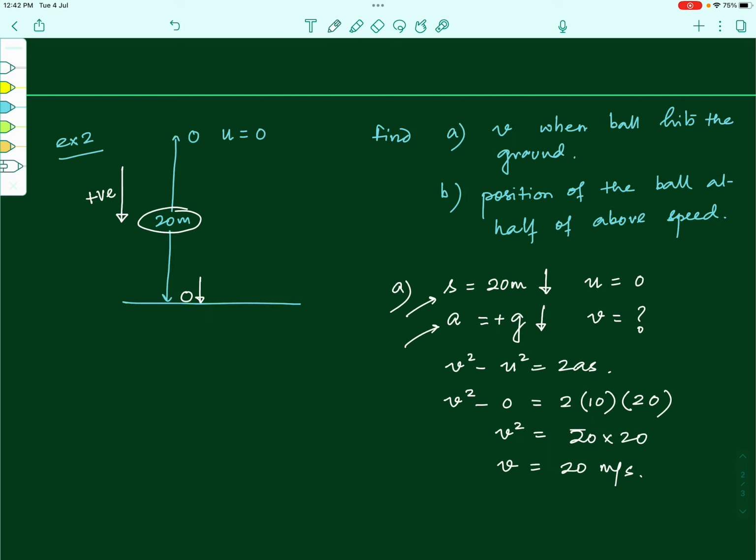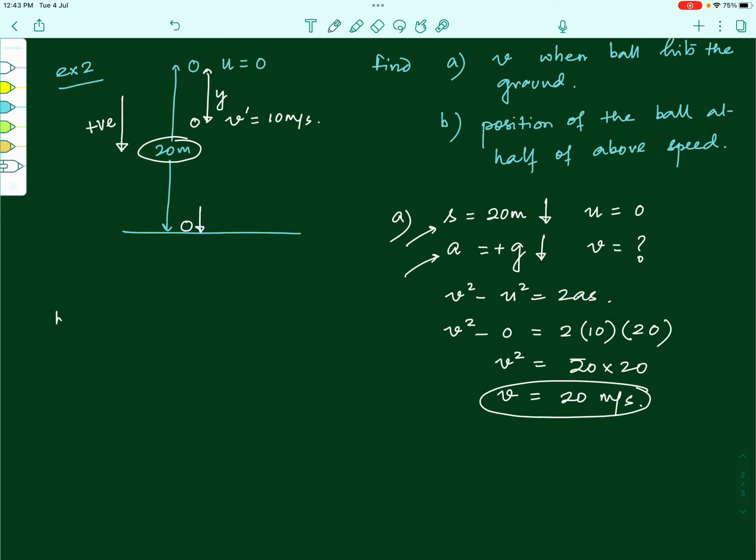Now, position of the ball at half the above speed. So, where is the ball when its speed is half of this maximum speed? That is 10 meters per second. Let us assume that the ball has travelled a certain distance y in the process of reaching a point where its velocity is 10 meters per second, half the maximum speed. So, what we can do is we can once again use the third equation of motion, because now we know that we are looking for v being 10 meters per second, u we know is still 0, a is still g, which is 10 meter per second squared, and we are looking for the position.